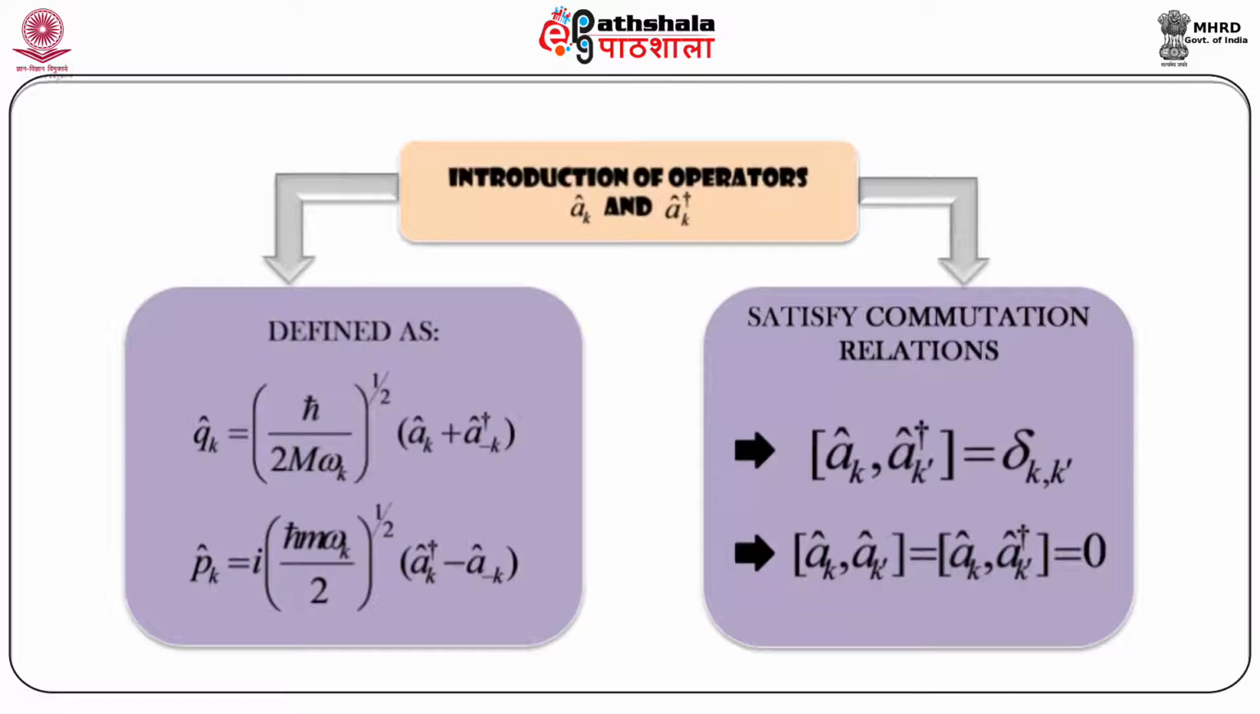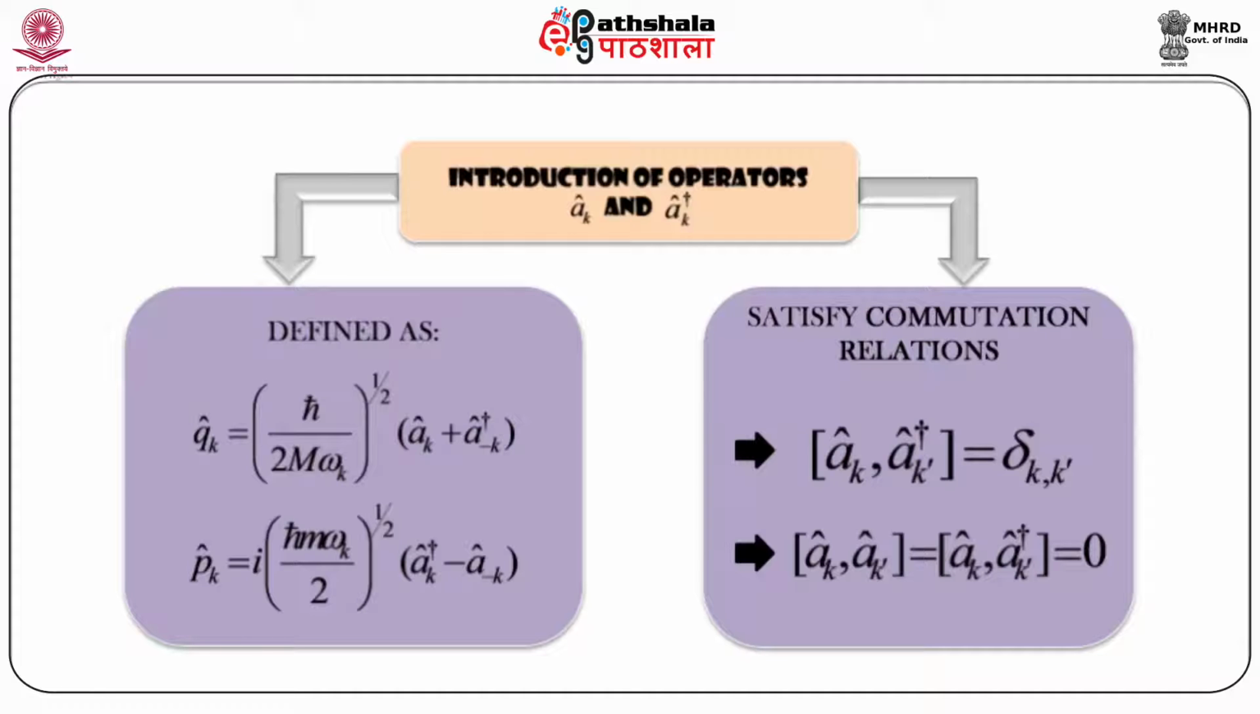Now, taking motivation from the study of the quantum mechanics of the harmonic oscillator, we introduce two new operators, ak hat and ak hat dagger, which are defined in the following way. That is, qk hat is equal to the constant square root of h cross divided by 2m omega k multiplied by (ak hat plus a minus k hat dagger), and pk hat is equal to iota times the square root of h cross m omega k divided by 2 multiplied by (ak hat dagger minus a minus k hat). Now, if you look at this qk and pk, you will notice that they are the sum and difference of these two operators, where ak has an index k and a dagger has an index minus k.